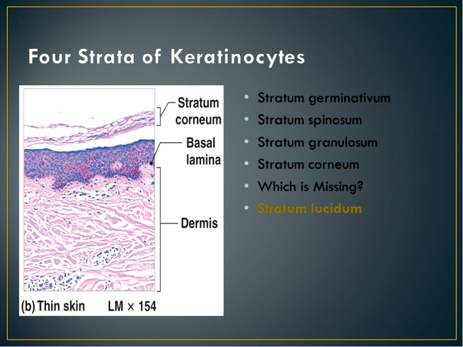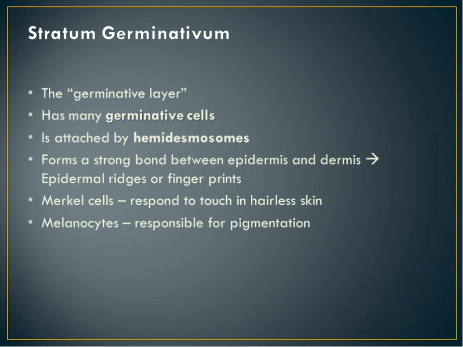So when you look at thin skin, it only has 4 layers. And if we look at this picture over here, what layer is missing? We still have our stratum corneum, not nearly as thick as we saw for the thick skin. And then we notice that we have the stratum germinativum, the spinosum, the granulosum, the stratum corneum, and the one that's missing is that clear layer, the stratum lucidum.